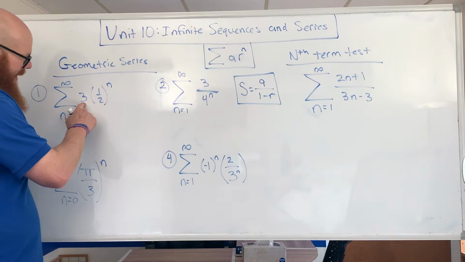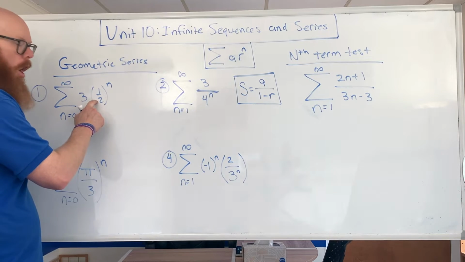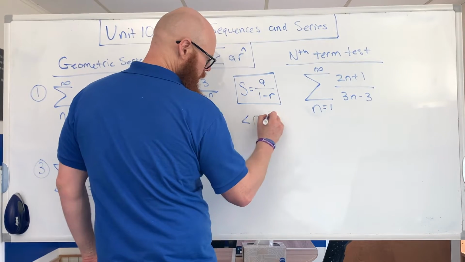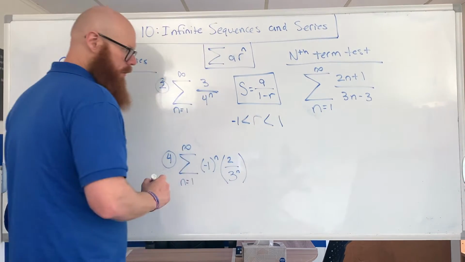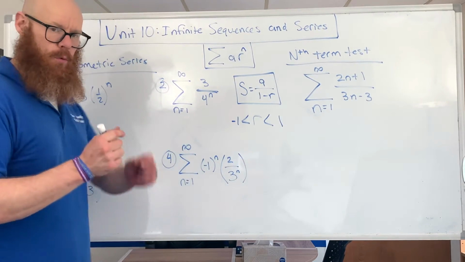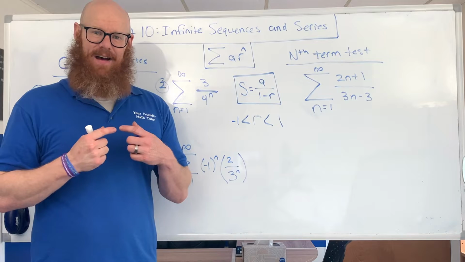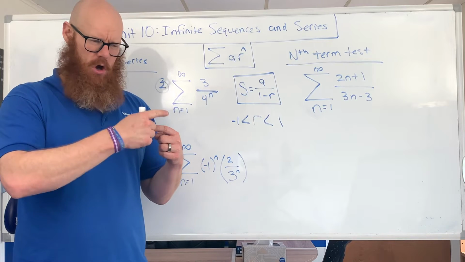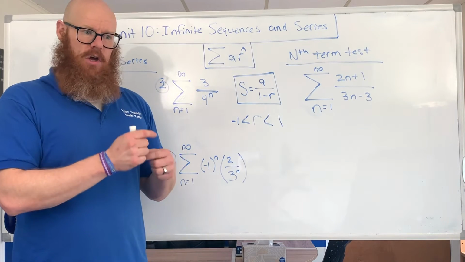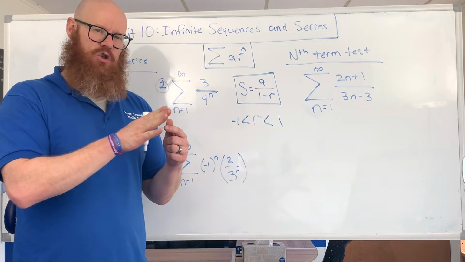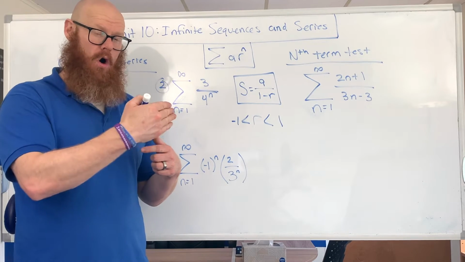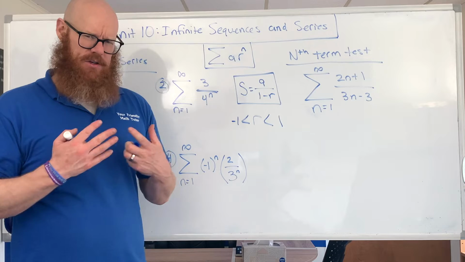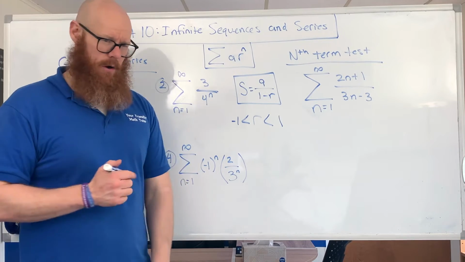Here, we have a times r to the n, so r is a half. If r is between -1 and 1, this is what you look for. You want r to be between -1 and 1. That means that our series converges, meaning as we add the terms from the sequence forever, those values that we're adding tend towards some specific value. They kind of have a wall that they'll never reach and never go past, all right? That'll only happen in a geometric series if r is a number between -1 and 1.